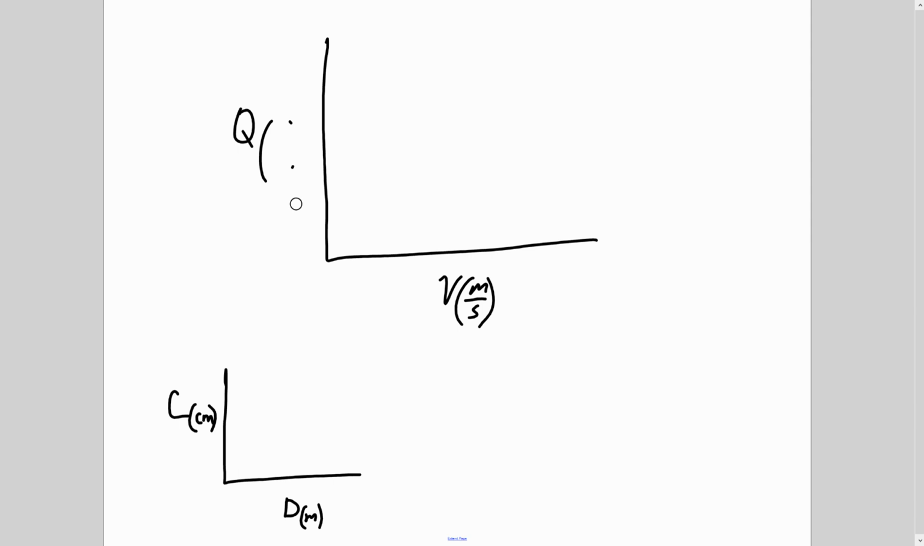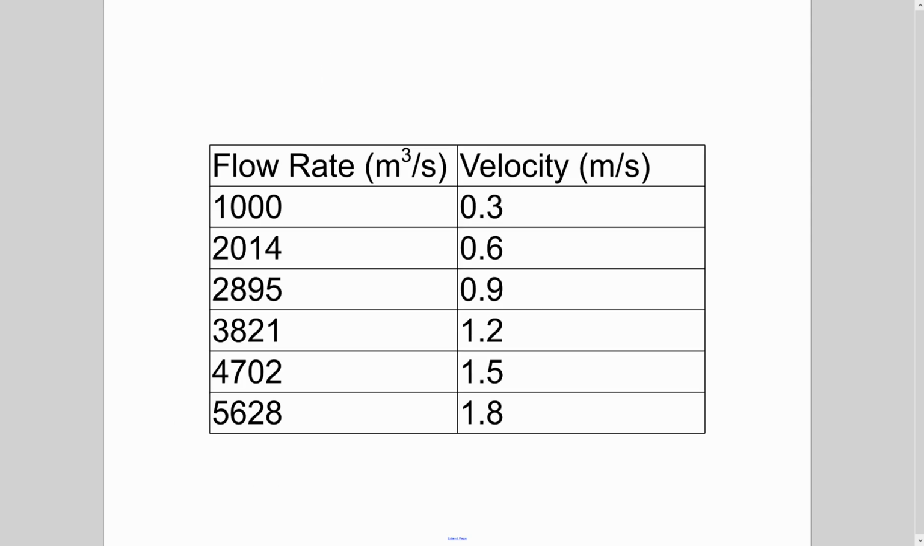So instead of graphing liters, let's graph meters cubed per second. And now look at how these units align so nicely with each other: meter cubed per second, meter per second. So I'm going to change all these flow rates by dividing them by 1,000, and that way that gets them in this meter cubed per second unit.